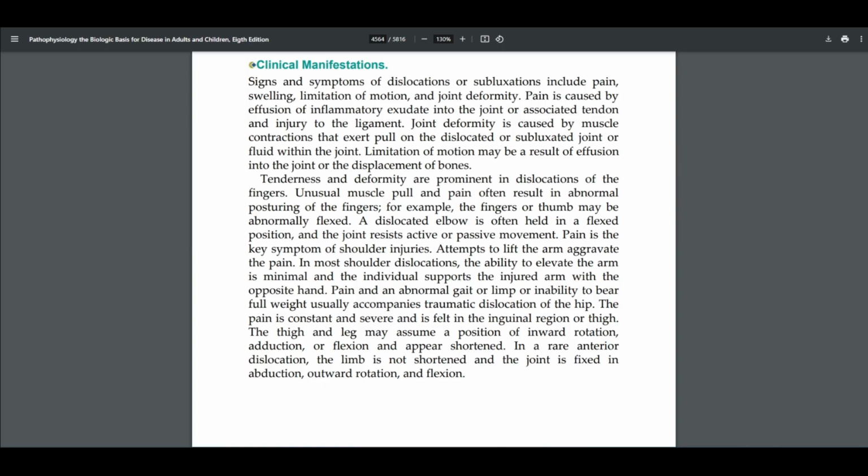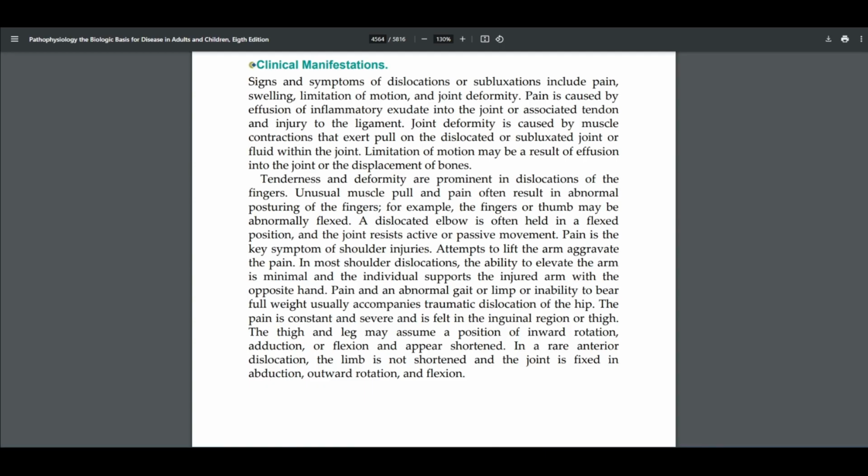A dislocated elbow is often held in a flexed position, and the joint resists activity or passive movement. Pain is a key symptom of shoulder injuries. Attempts to lift the arm aggravate the pain. In most shoulder dislocations, the ability to elevate the arm is minimal, and the individual supports the injured arm with the opposite hand.